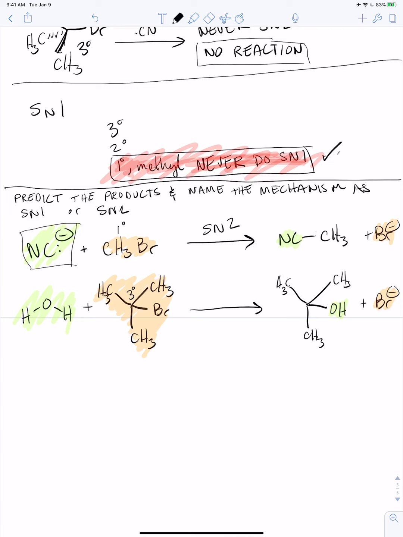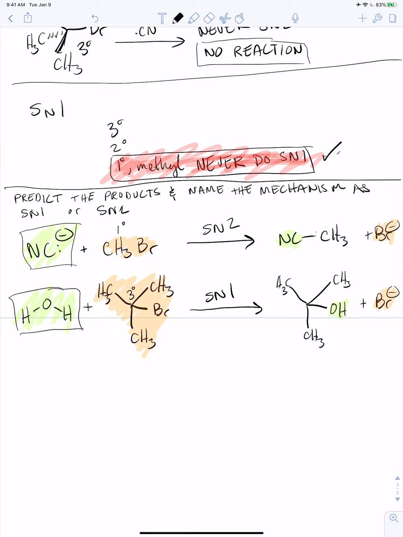Okay, so what do we know about tertiary? Well, if we look at SN2s, we know that SN2 never happens for tertiary, and we know that SN1 is favored for tertiary. So this favors SN1, and then we can look at our nucleophile and ask, is it a good or a bad nucleophile? It's a bad nucleophile, which also favors SN1. Okay?